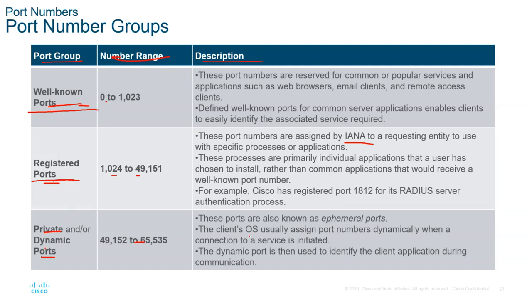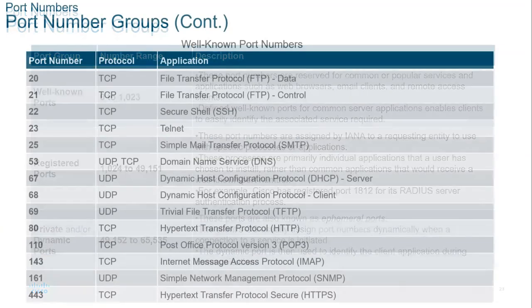So the client's operating system usually assigns those port numbers dynamically when a connection to the service is initiated. So it's auto-generated. Whatever is used today may not be the one to be used tomorrow. Yeah, so those are the three port groups: well-known, then registered, and then the private.